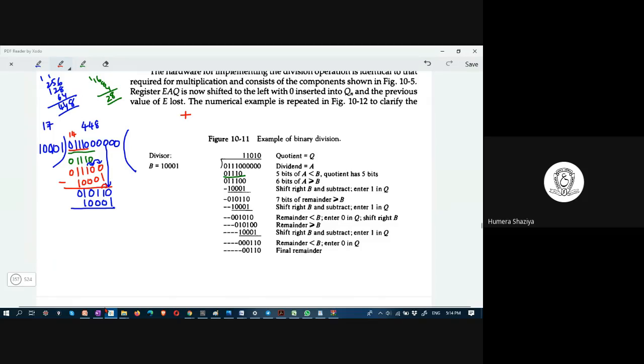Taking 1, borrow. It's like borrowing 1. So this would be 1. This is 0. 0 minus 1 with borrow is 1. This would become 0. So this is 0. And this is 1. 1, 0. This is 0. 0. Then take the next bit.